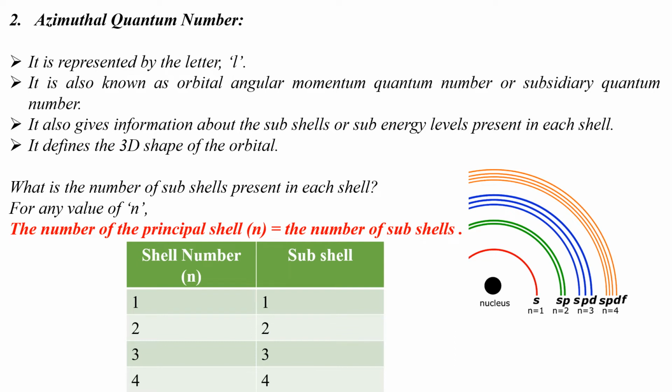This is what is shown in the diagram also. See, for the first shell, there is only 1 subshell. For the second shell, n is equal to 2, there are 2 subshells. For the third shell, n is equal to 3, there are 3 subshells. And for the fourth shell, n is equal to 4, there are 4 subshells, and so on.